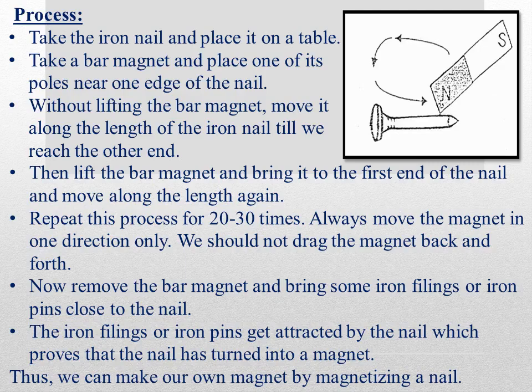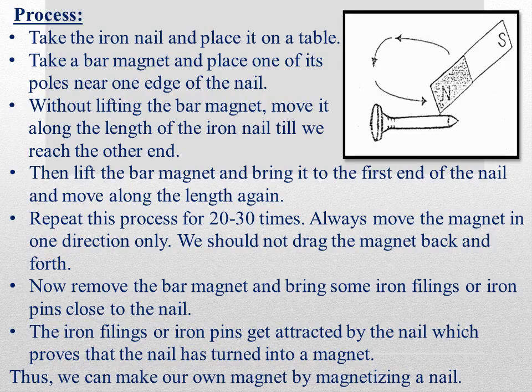Without lifting the bar magnet, move it along the length of the iron nail till we reach the other end. Then lift the bar magnet and bring it to the first end of the nail and move along the length again. Repeat this process 20 to 30 times. Always move the magnet in one direction only. We should not drag the magnet back and forth.